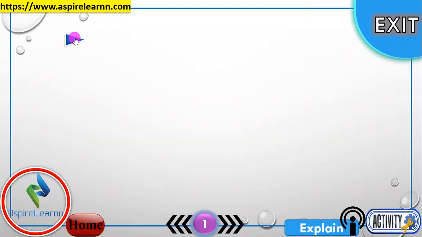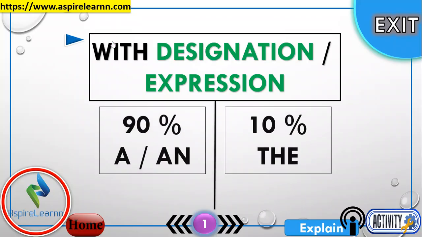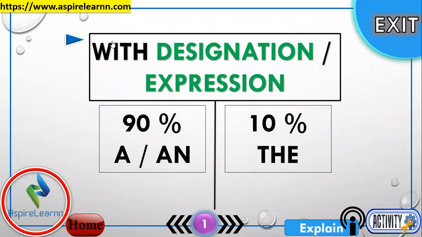How to use articles a and an with designation and expression in English. Let's break it down. 1. When to use a and an, 90%. Used for general designations and common expressions. Examples: he is a doctor. She is an engineer. He gave me a great idea. They had a wonderful experience.